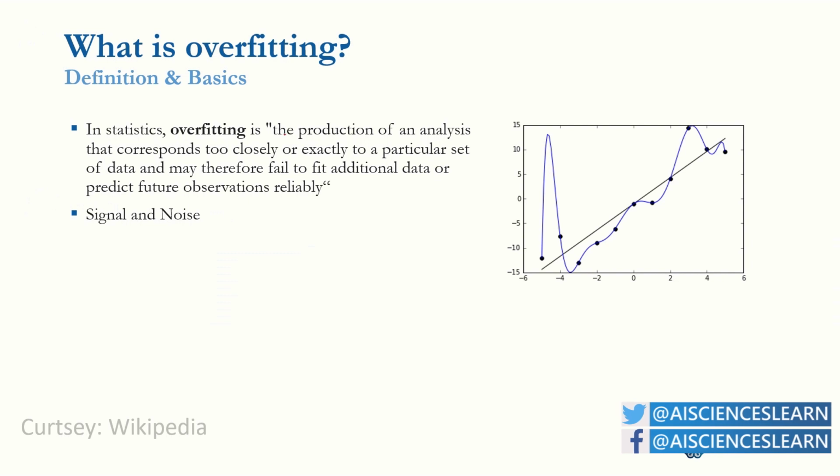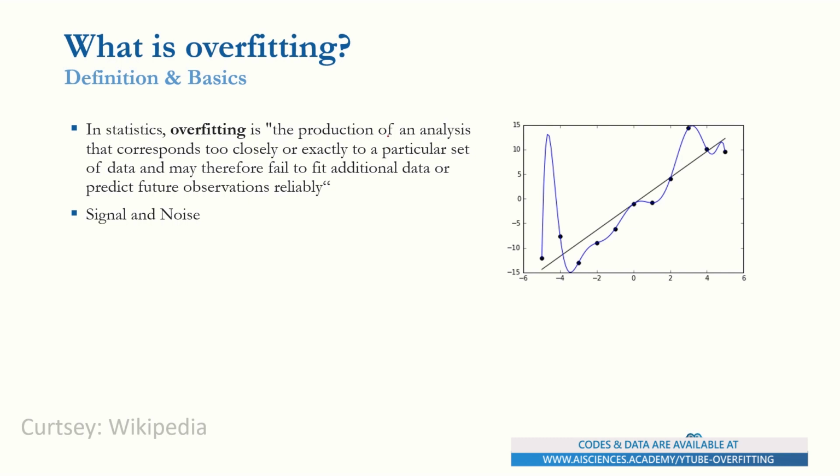What is overfitting? In statistics, overfitting is the production of an analysis that corresponds too closely or exactly to a particular set of data and may therefore fail to fit additional data or predict future observation reliably. It means when we have a set of data, for example, here in this picture, we have some data points and we put an analysis on it, and the learned thing passes exactly through this data, meaning it learned very well about this data, but when we give it new, unseen data, it performs very badly. We'll understand in detail how it works.